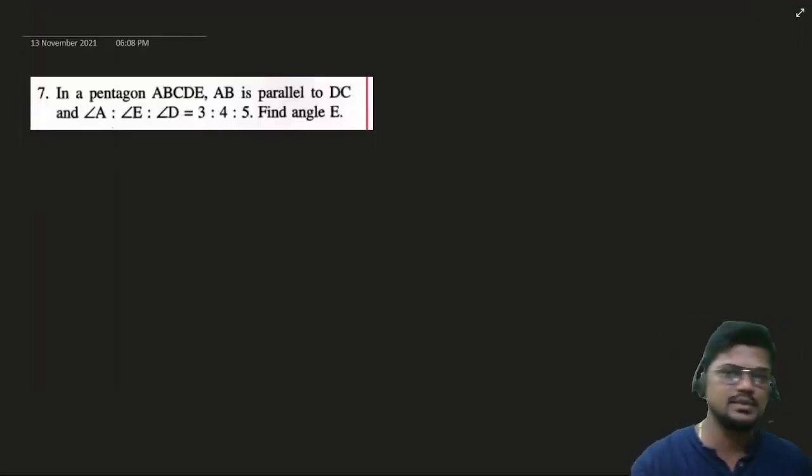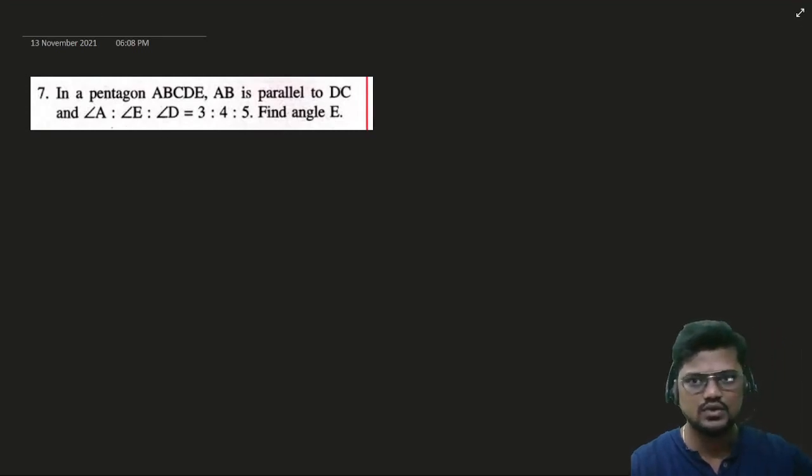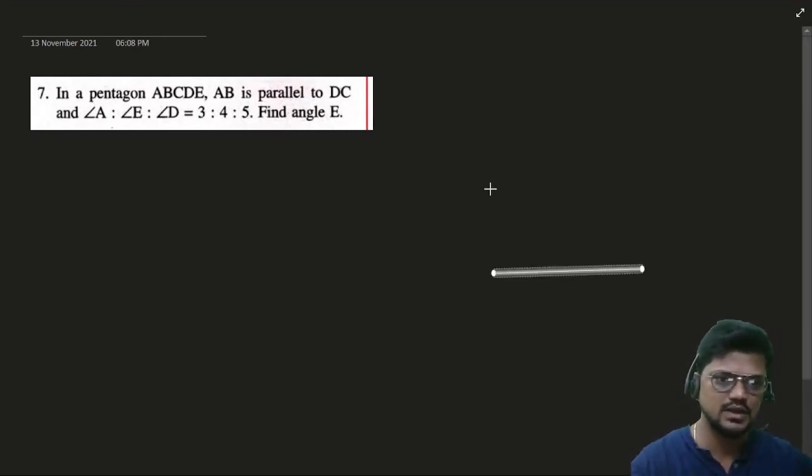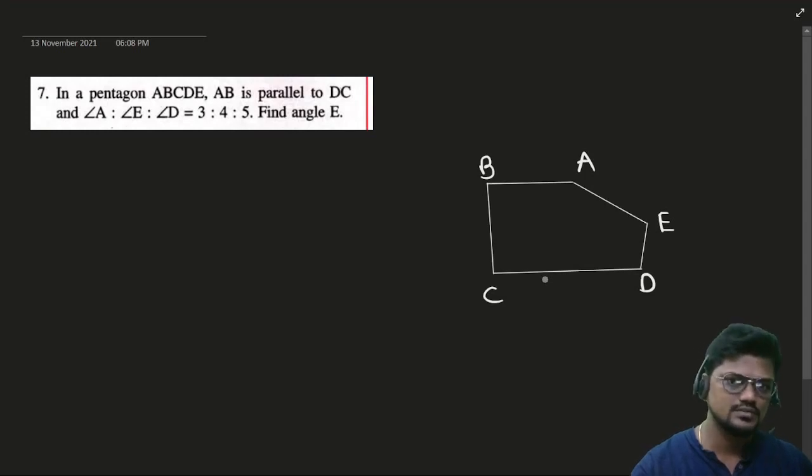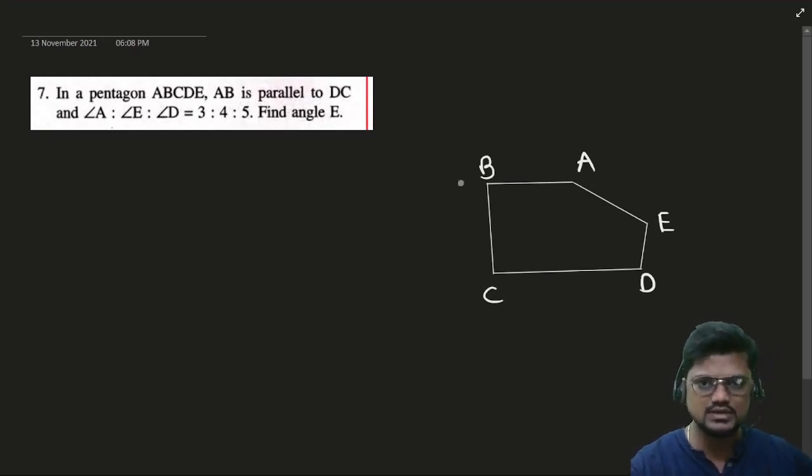Now over here, in a pentagon ABCDE, AB is parallel to DC. Okay, let's say this is AB and this is DC. They both are parallel. And it is a pentagon, no? So we can say the figure is like this. It has five sides. These two lines are parallel. Say this is A, B, C, D and E. AB is parallel to DC. They said angle A, angle E, angle D are in this ratio. Let's say angle A is 3x, angle E is 4x, and angle D is 5x.